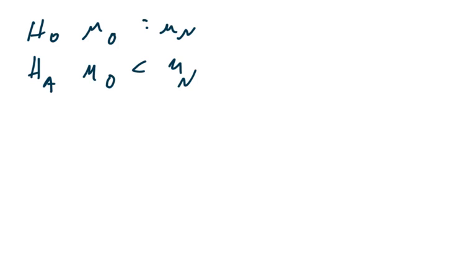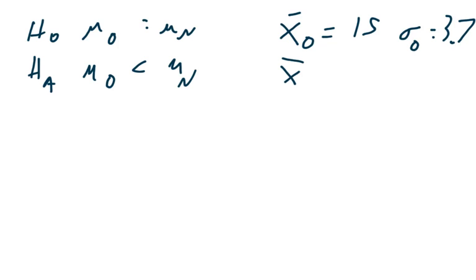Alright, so last video we started out with the old system and the new system and wanted to see if the new system was better than the old system. And so here were my values. We're going to say X bar for the old was 15 and sigma for the old was 3.7. And X bar for the new was 17 and sigma for the new is 4.2.